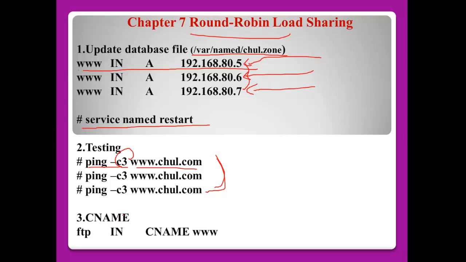And number three, CNAME. I already explained about the CNAME. CNAME is the canonical name. Canonical name is a kind of alias. So if I'm using the FTP hostname ftp, then this one will be an alias name for www like this.